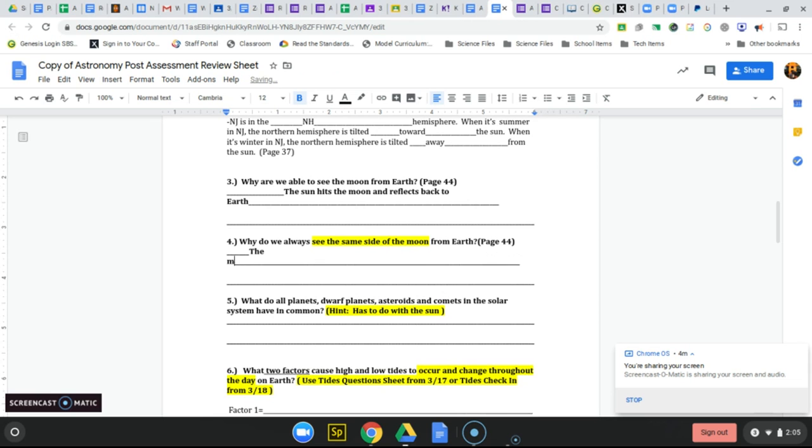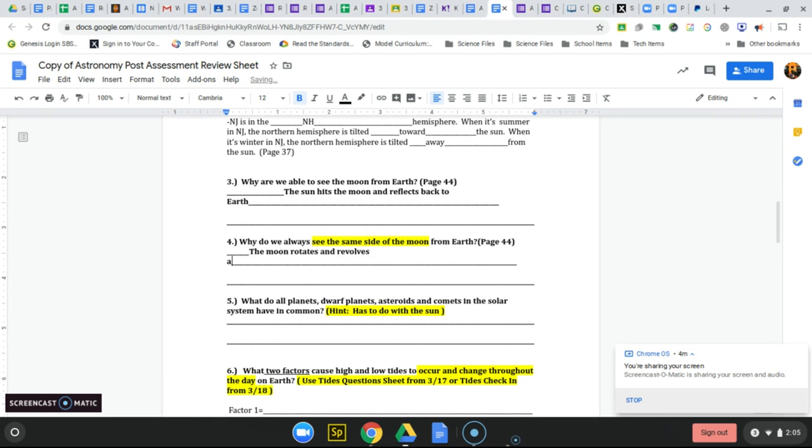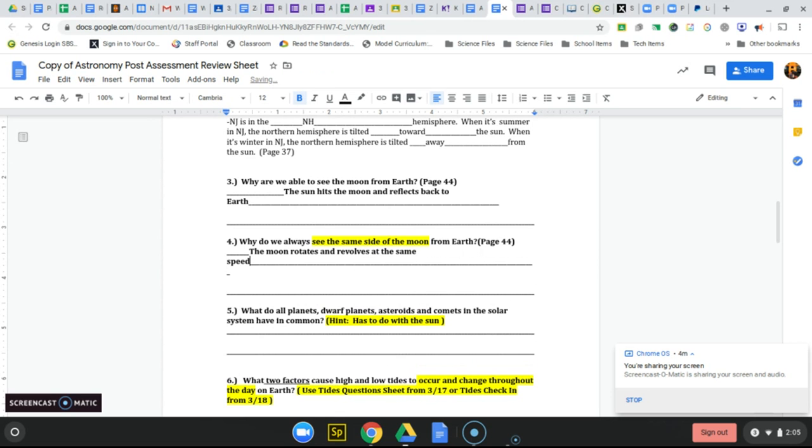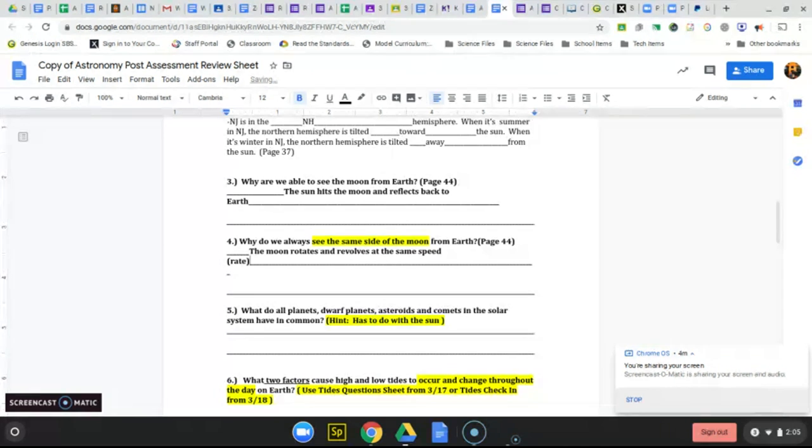So basically, the moon rotates and revolves at the same speed. And another word for speed is rate. So it takes about 27.3 days to rotate and revolve, which makes that same side always lock in and face us. So it's that synchronous rotation.